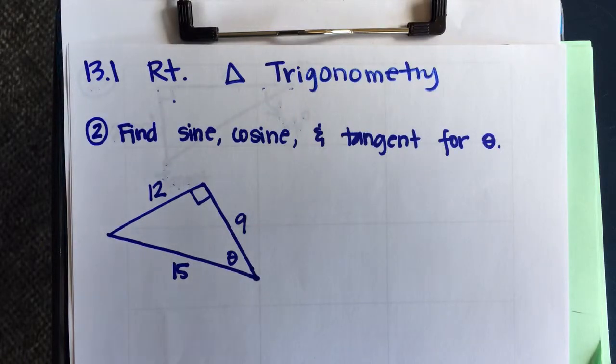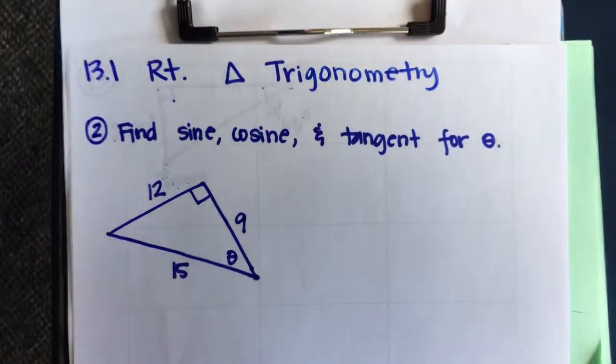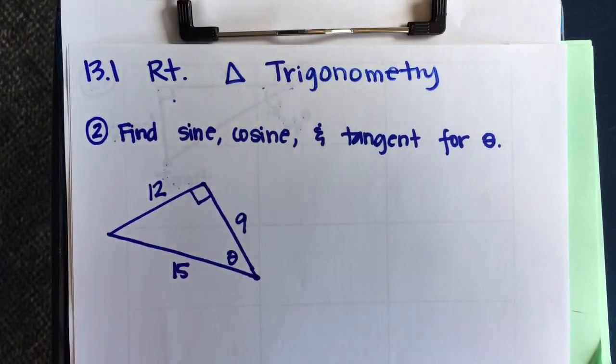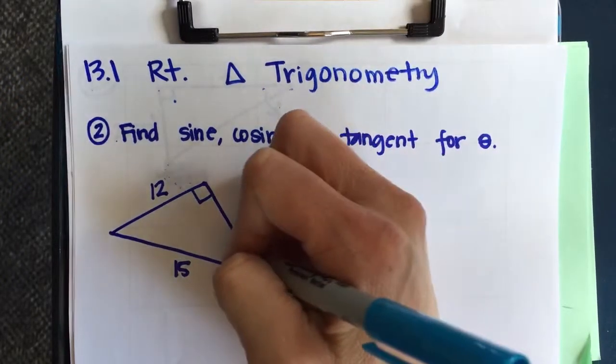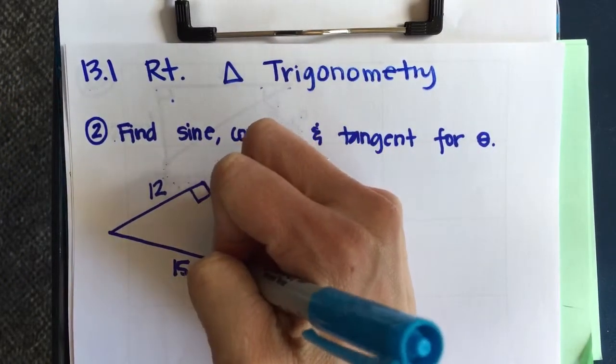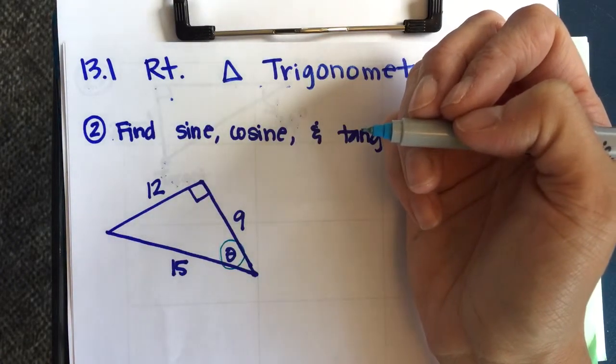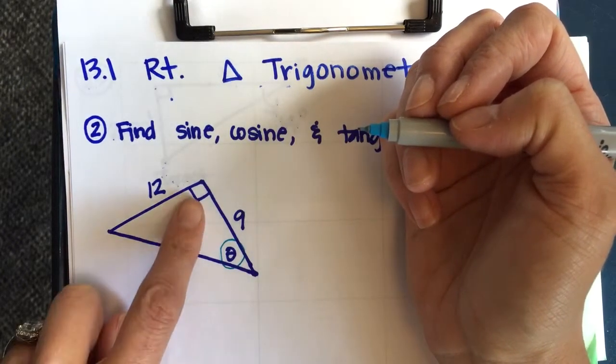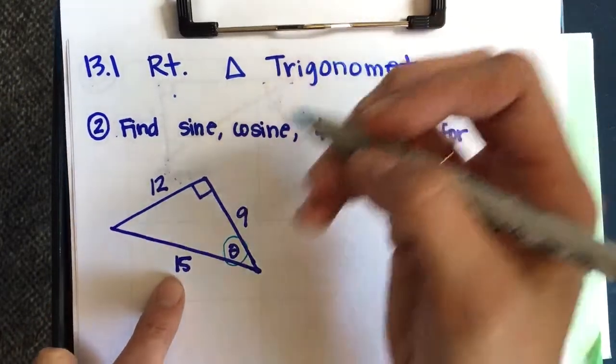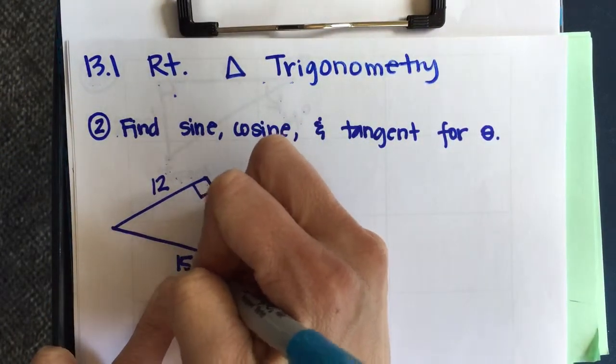Section 13.1 is right triangle trigonometry. We are starting out with example 2, finding the sine, cosine, and tangent for theta. Here is theta, here's the angle that we are using. Go through and label all three of your sides first. 15 is across from the right angle, so 15 is the hypotenuse.